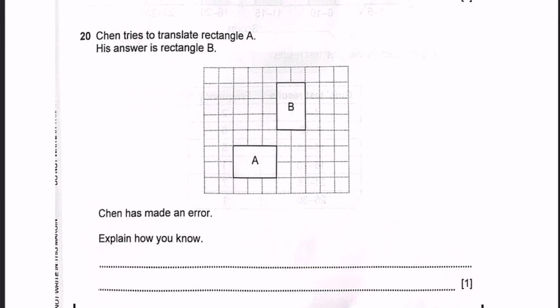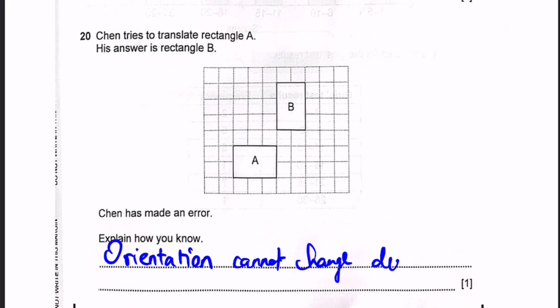Question 20. Chen tries to translate rectangle A. His answer is rectangle B. Chen's made an error. Explain how you know. So translation can only change the coordinates of the point. It does not change orientation or size of the rectangle. So over here, the orientation has changed when going from A to B. So we can just write that orientation cannot change during translation.